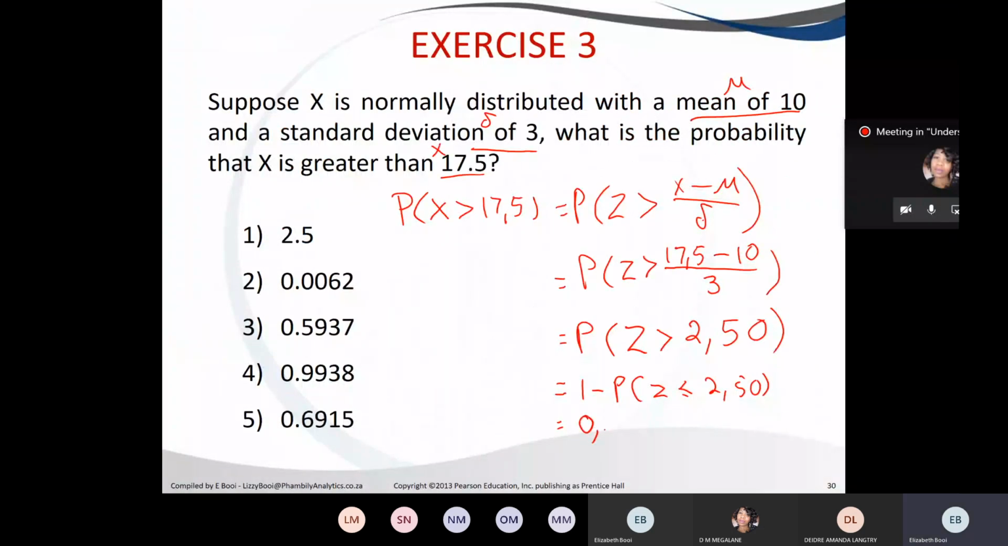Oh sorry, that would be 1 minus 0.9938, equals.